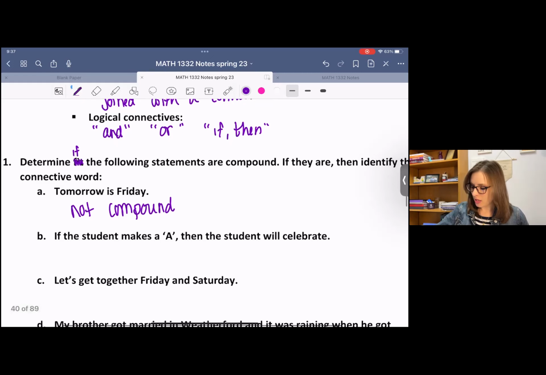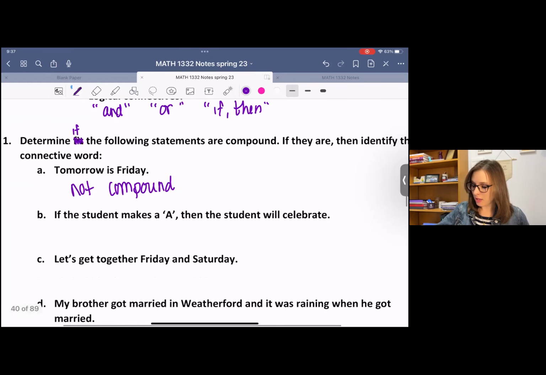In the second one, it says, if the student makes an A, then the student will celebrate. My logical connective is if, then, and it's joining two separate statements. The first statement is the student makes an A, and the second statement is the student will celebrate. So this is a compound statement, and the connective is if, then.